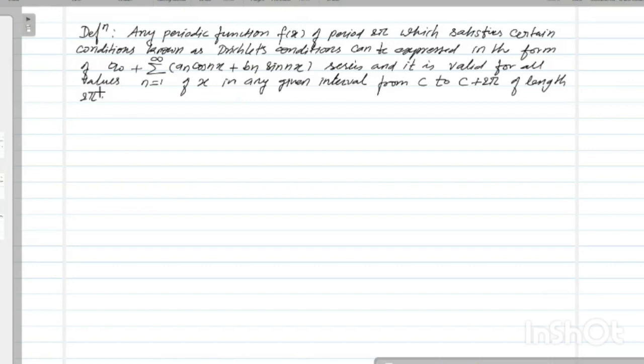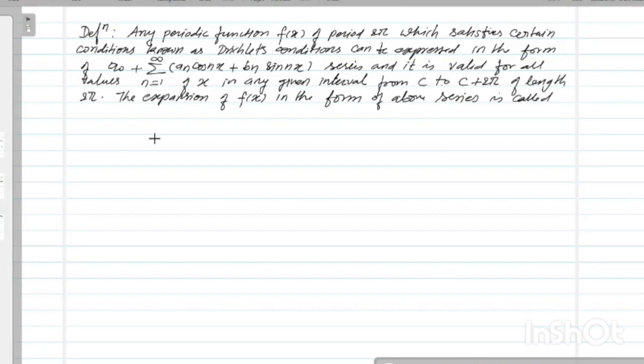The expansion of f of x in the form of the above series is called Fourier series. Okay, so this is the definition of the Fourier series.